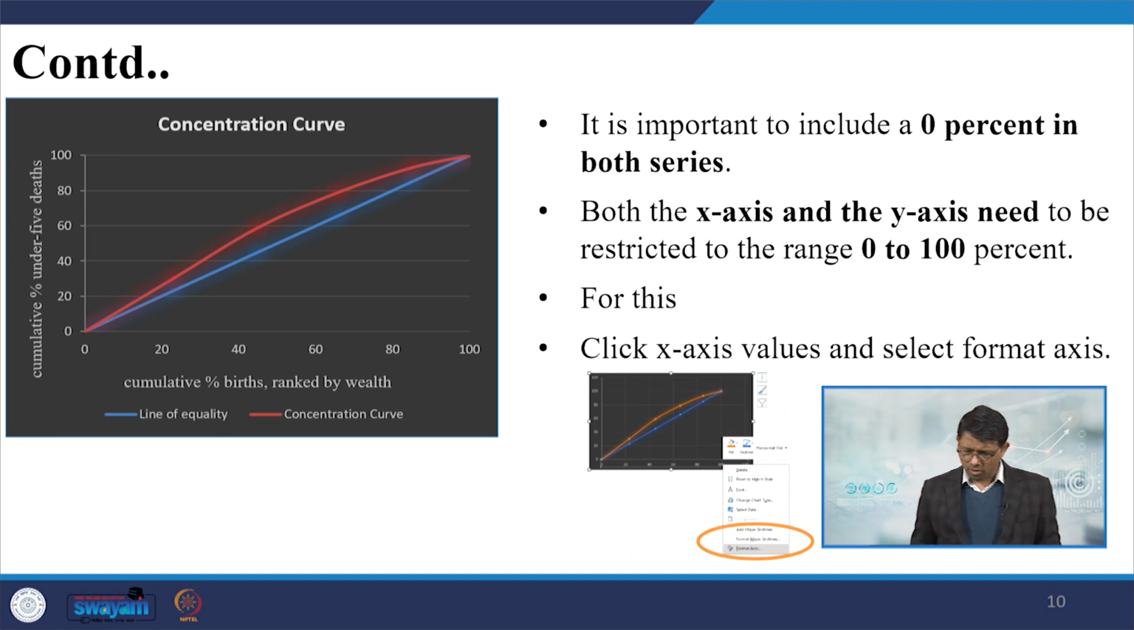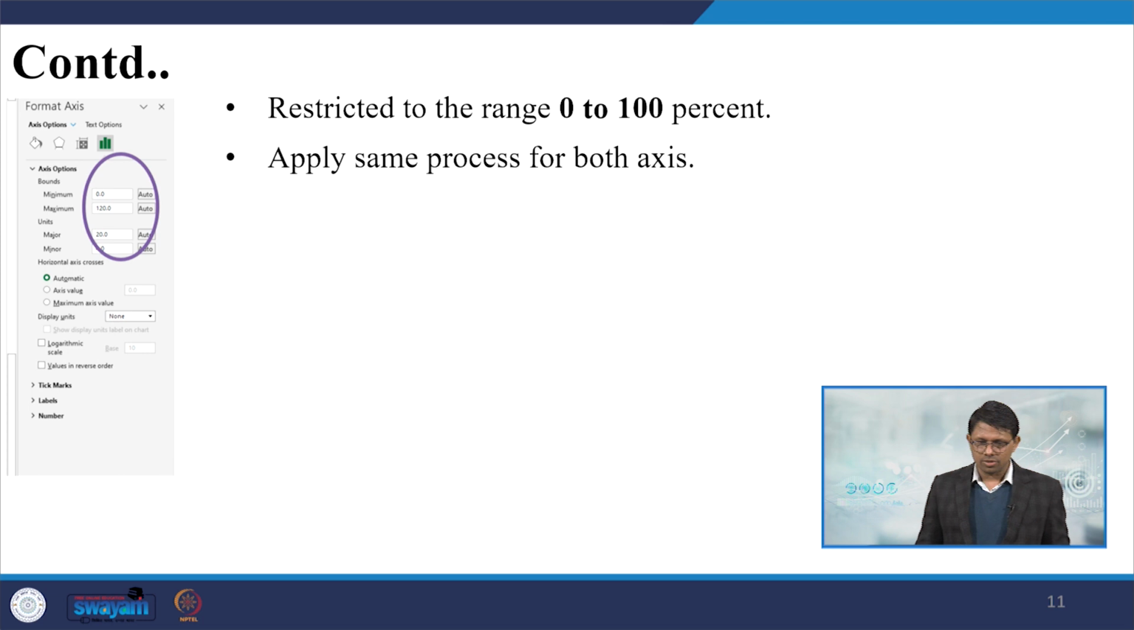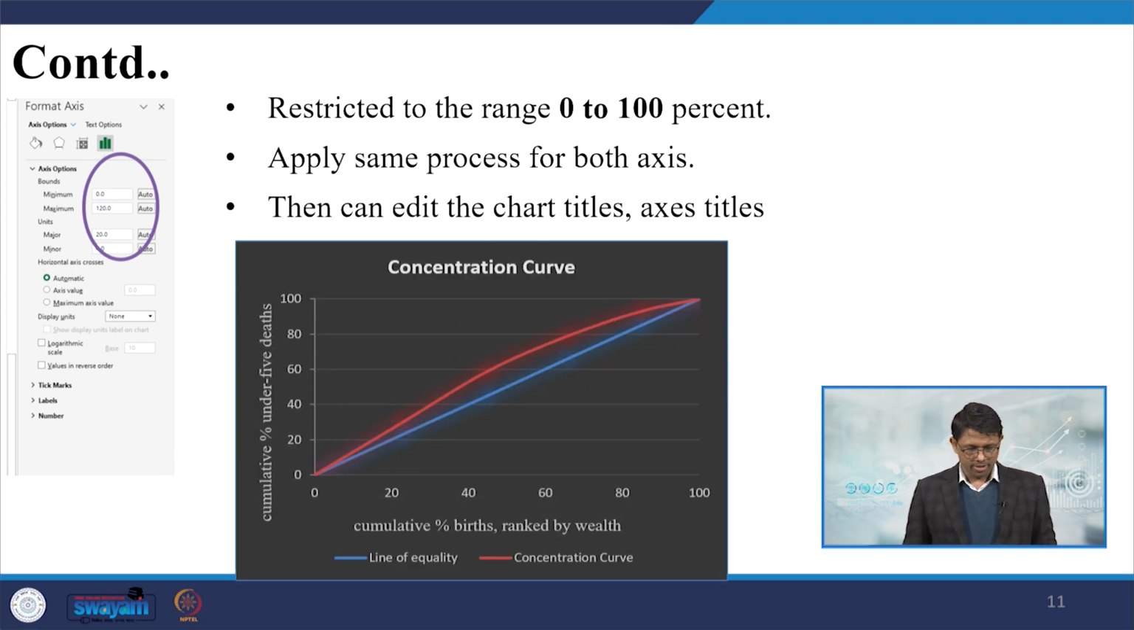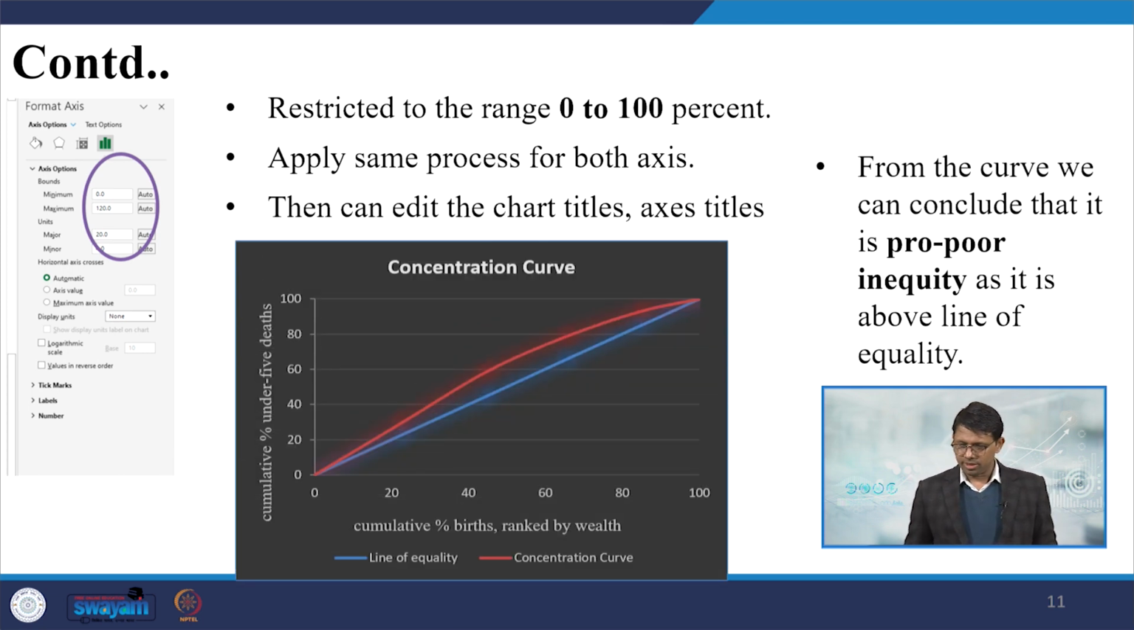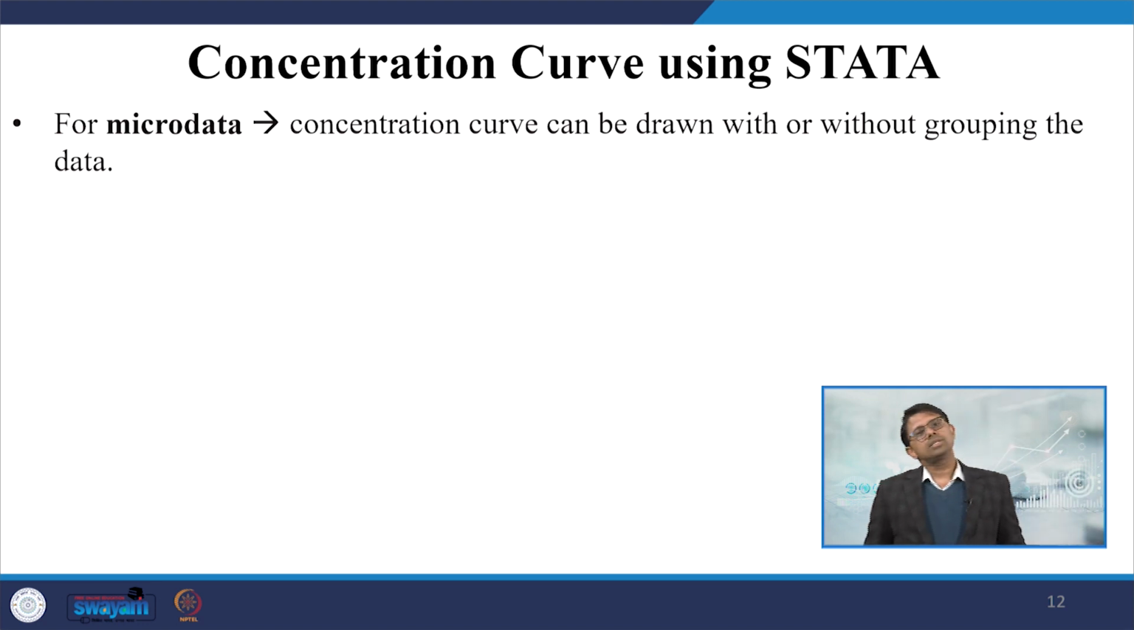Okay. So, these are all there, and we have also mentioned all these steps step by step, and we adjust with that 100. So, now from the diagram we can conclude that this is pro poor inequity as it is above the line of equality. So, what we did just now is based on the group data, because we presented in quintiles of the living standard. Now, we are explaining with the help of micro data.